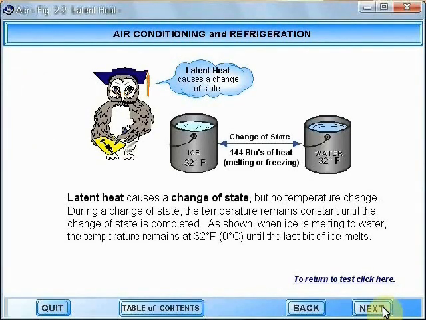Latent heat causes a change of state, but no temperature change. During a change of state, the temperature remains constant until the change of state is completed. As shown, when ice is melting to water, the temperature remains at 32 degrees until the last bit of ice melts.